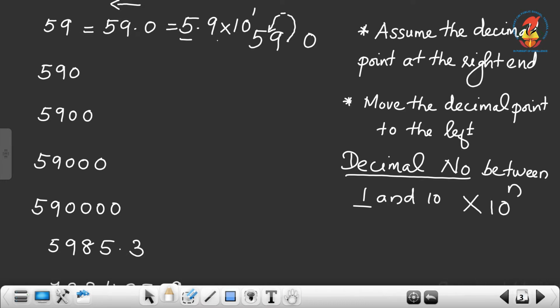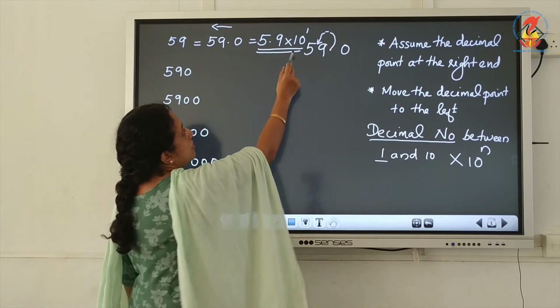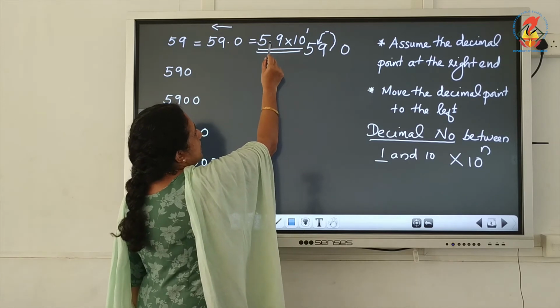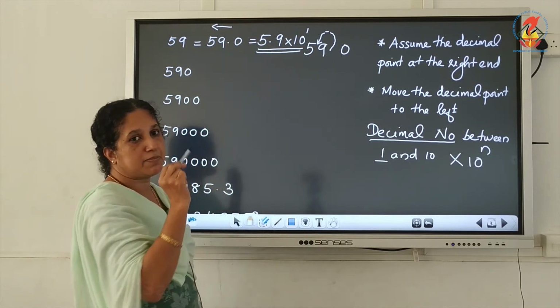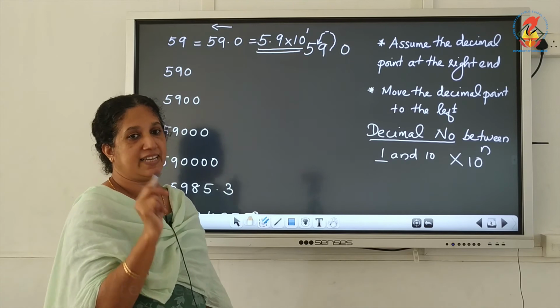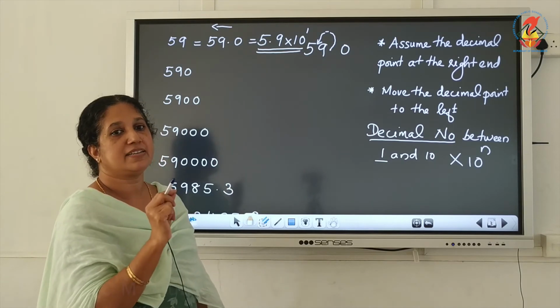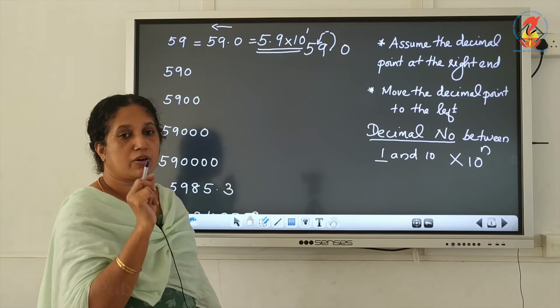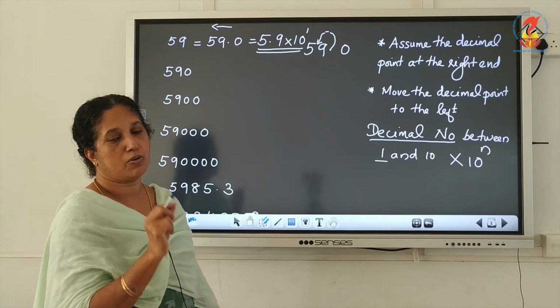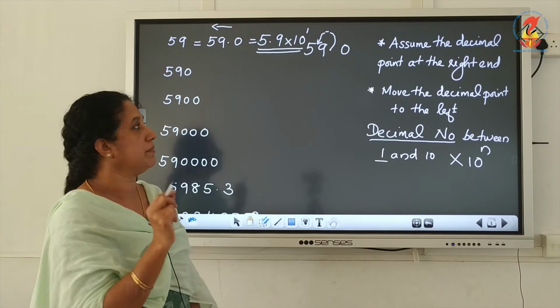So the meaning is that you have to get a decimal number between 1 and 10, which includes 1, multiplied with the powers of 10. That means the decimal number should have only one digit in the whole number part.